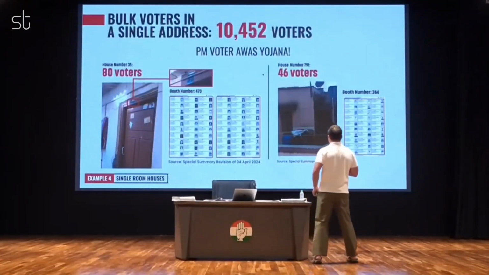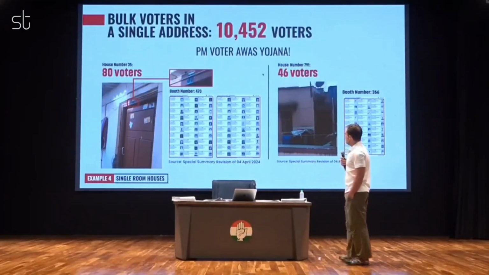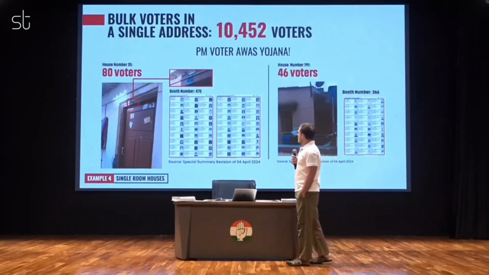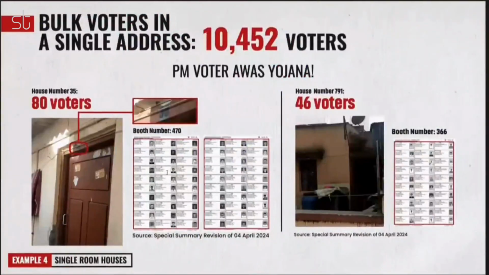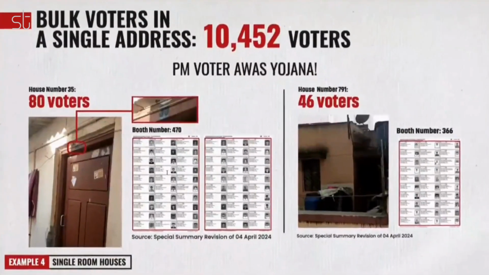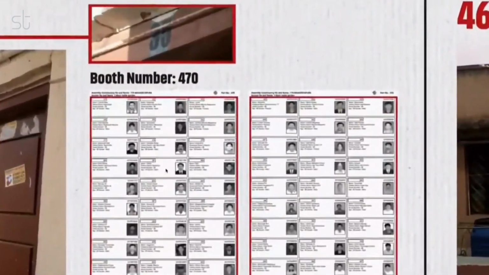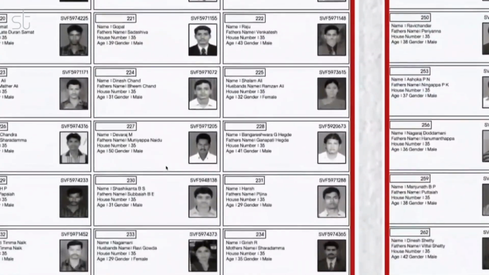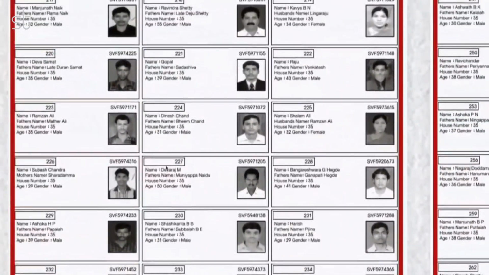Next, here is house number 35. 80 voters live in this house. We sent people to check. They got beaten up. These 80 people live in this house. It's a single story, single room house.